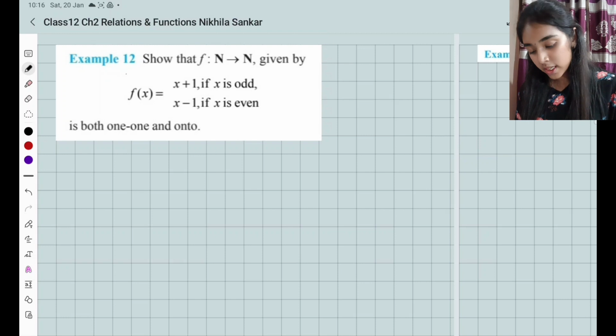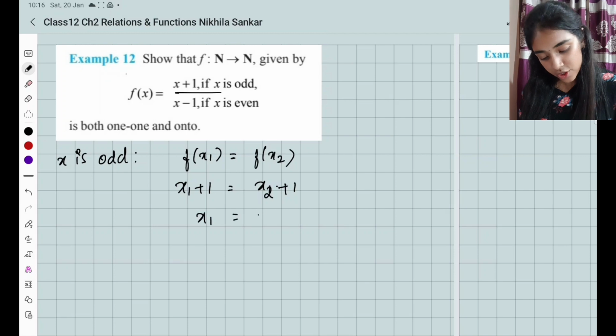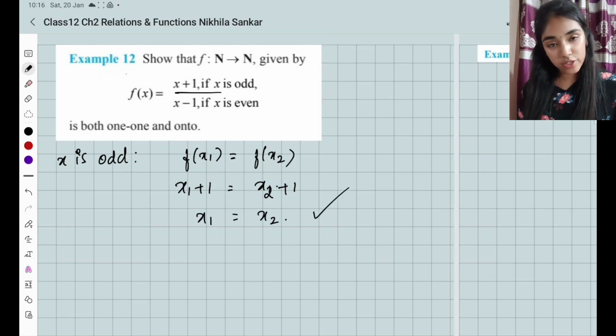Okay? Now for one-one, what are we going to do? So now when x is odd, I'm going to check for one-one. So you have f of x1 equals f of x2. When you talk about odd cases, you have x1 plus 1 equals x2 plus 1. So in that, the 1s cancel, and you have x1 equals x2. So it is going to be equal.